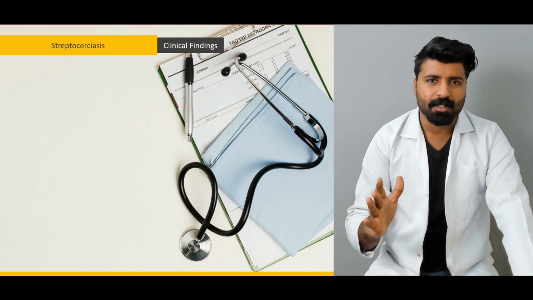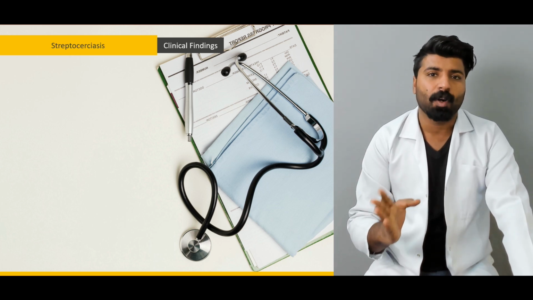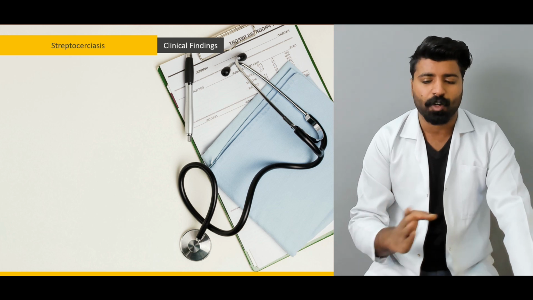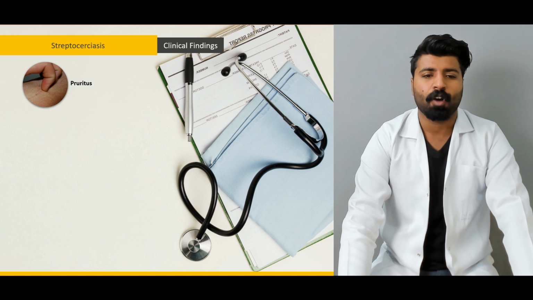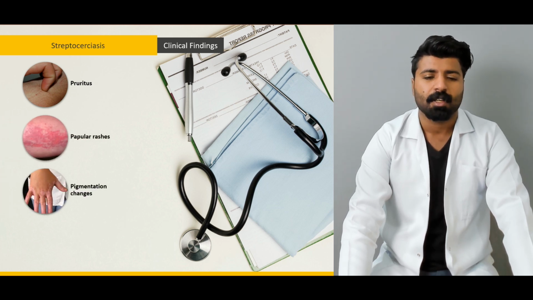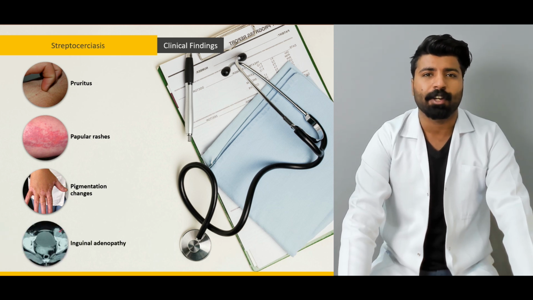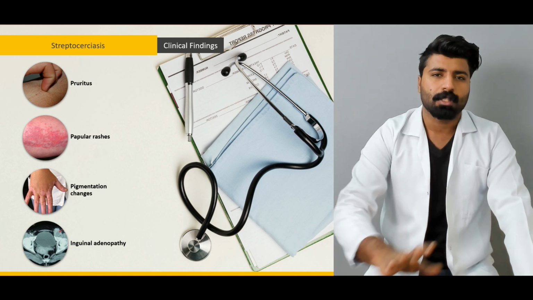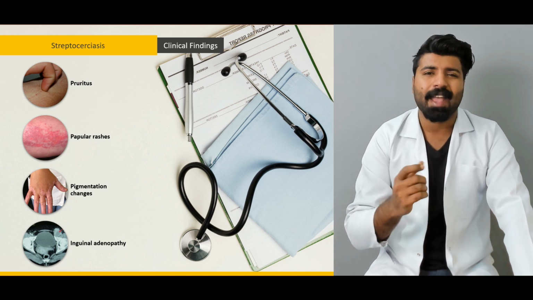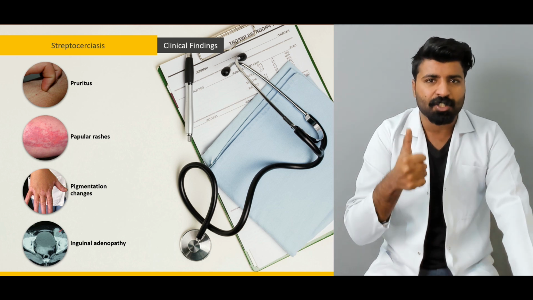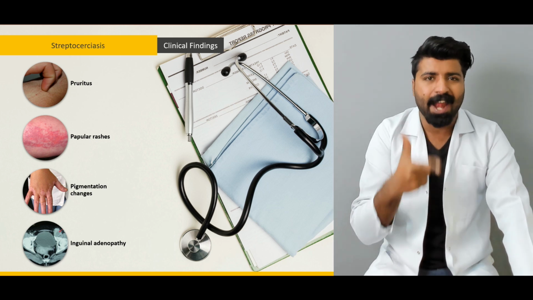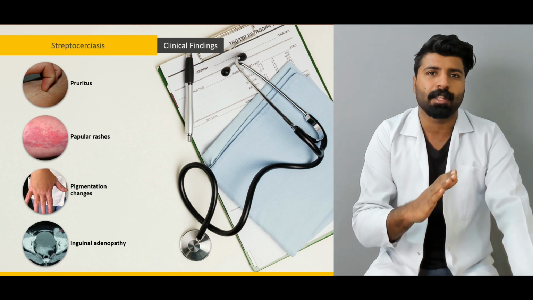So whatever it might come from, what are the clinical findings you'll look for in a patient which is suffering from streptocerciasis? First of all, you'll have pruritus. Next one, you'll have papular rashes. Third, you have pigmentation changes. And fourth, inguinal adenopathy. So these clinical symptoms are evident to tell you that skin manifestations are involved in this pathology and lymph nodes, none other than that.